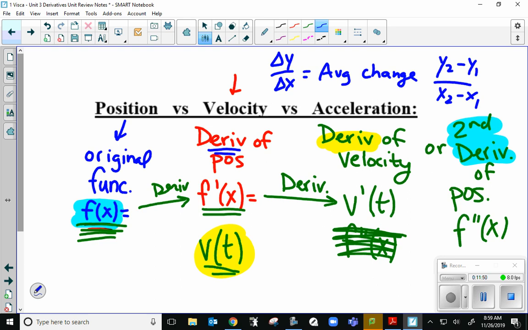There's a difference. If I have 1 coordinate, at 1 point I want to know that change, I have to use the derivative. When I have 2 sets of coordinates and I want to find the average change, then I can use rise over run, or change in y over change in x. So let's go back to our problem here.